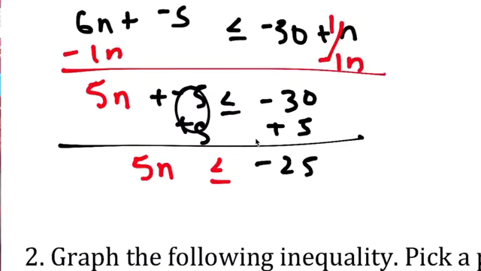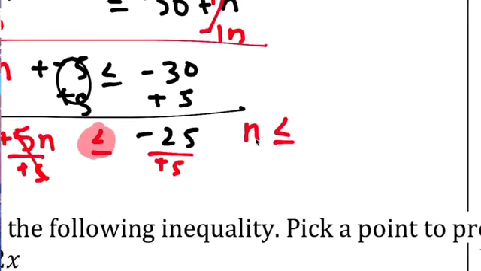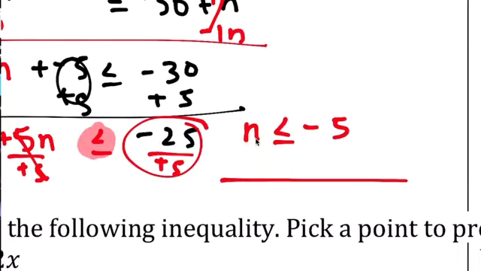Divide by, this is a positive 5, you leave this inequality alone, you don't change it, so you get n is less than or equal to a negative, because a negative divided by a positive is a negative. So when you're graphing it, okay, you start out at negative 5 right here. Close circle because it's an equal to sign, so you close that circle.